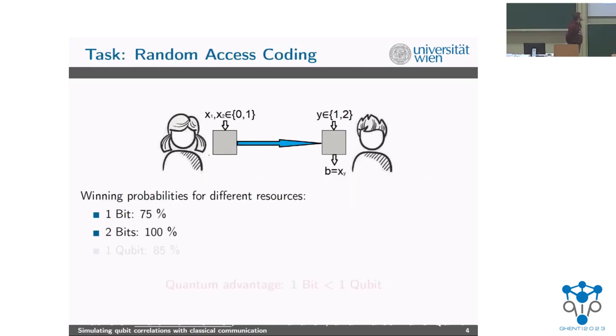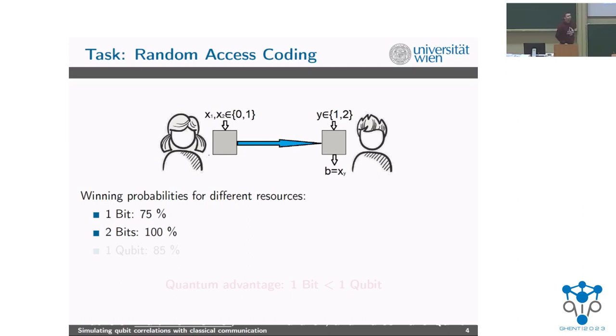As a warm-up, let's do a little task. What we are asking in quantum communication is often, we have a task and we ask how well can we perform with certain resources. For example, can we perform the task with 1 bit or 2 bits or a quantum message? In that example, we have Alice and Bob, and Alice receives, for instance, from an external referee 2 bits, and these 2 bits are either 0 or 1.